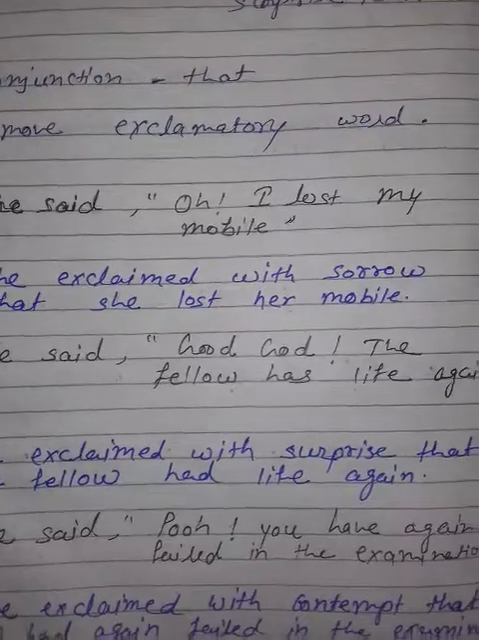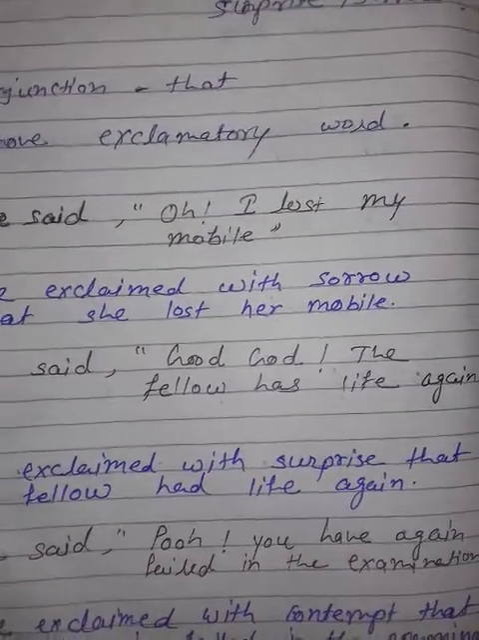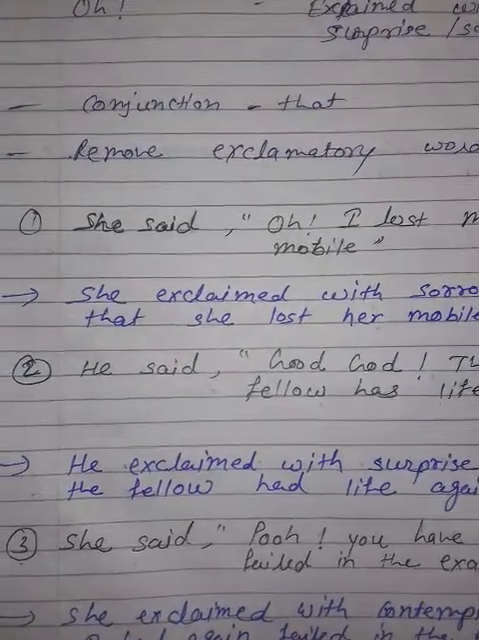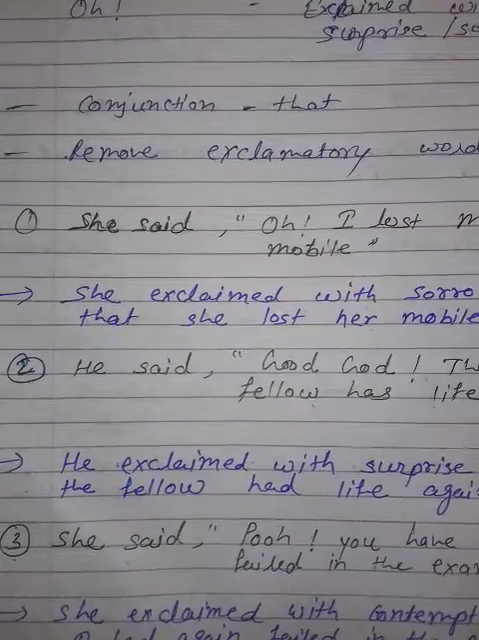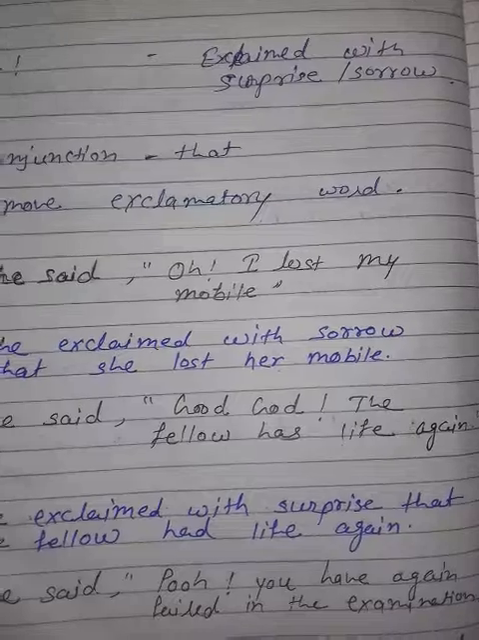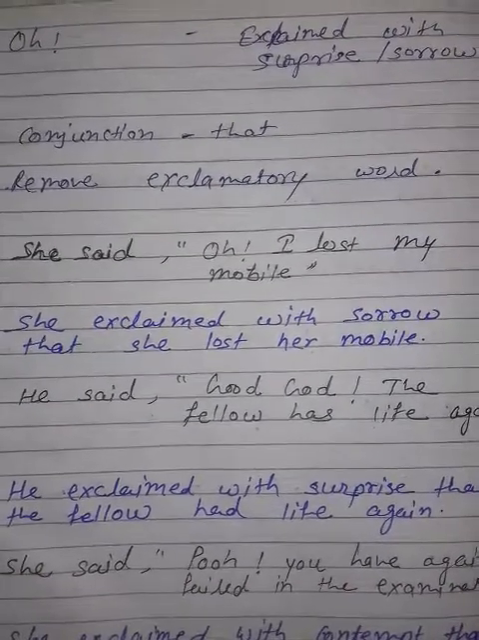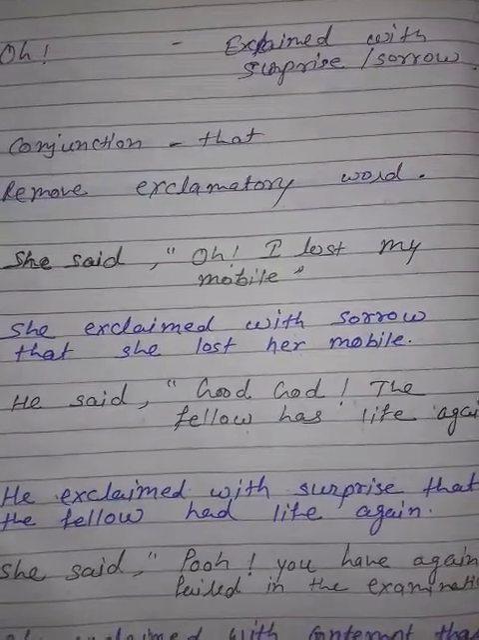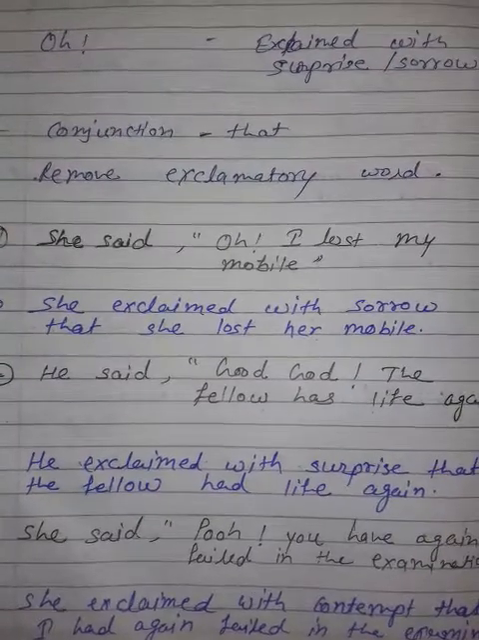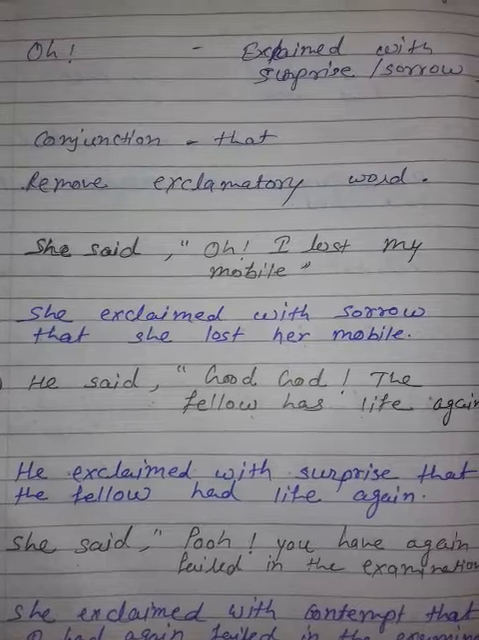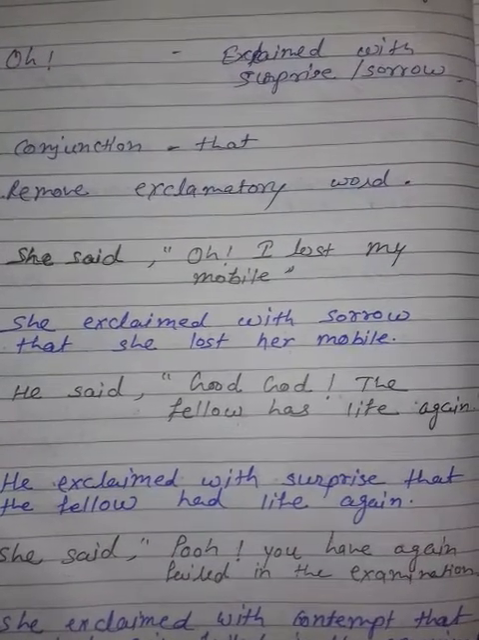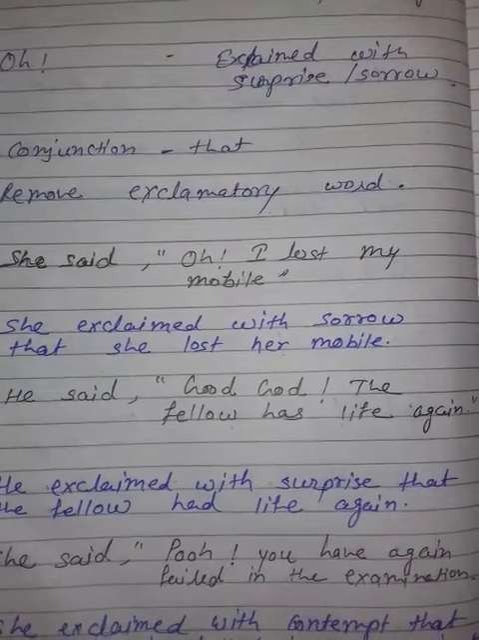Second sentence: he said, "Good God, the fellow has life again." So, hey Bhagwan, life has come back into that person. When we change this into indirect speech, first put the subject he, and the reporting verb said changes into exclaim with surprise, because good God, the fellow has life again, is surprising news. So your reporting verb changes into exclaim with surprise. Remove the quotation mark and add that. The fellow is the third person, so put it the same. Has changes into had, life again. This sentence is present perfect tense, which changes into past perfect.